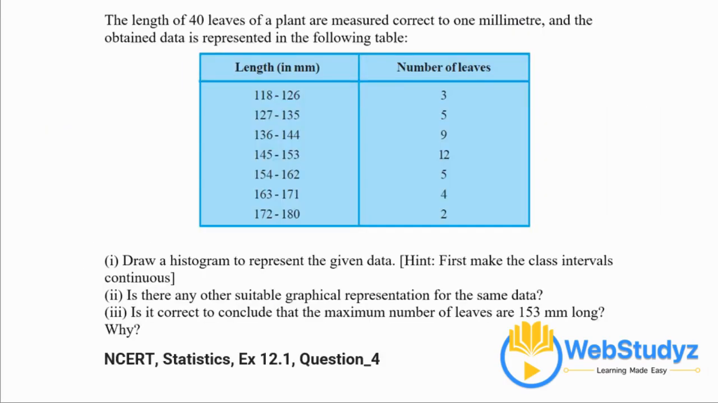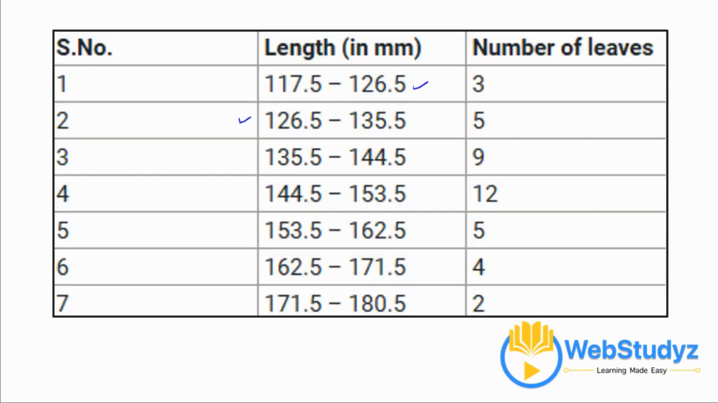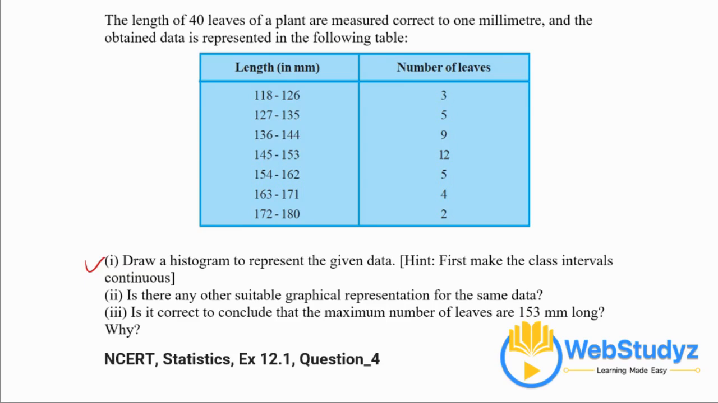So we have drawn the histogram using the given data by making the class interval continuous. Secondly, we have mentioned that the graphical representation can also be generated using the frequency polygon. And lastly, we have mentioned that it is not correct to conclude that the maximum number of leaves are 153 mm long, and we have mentioned the reason.